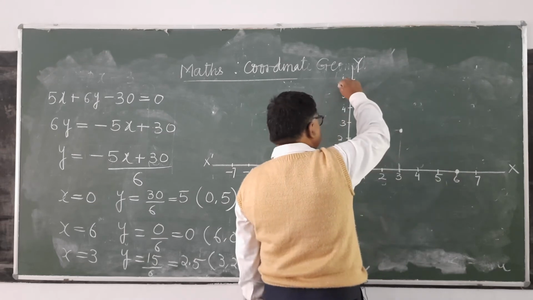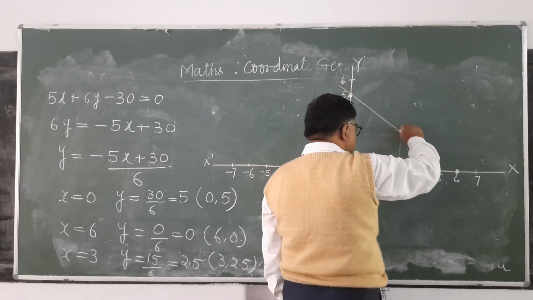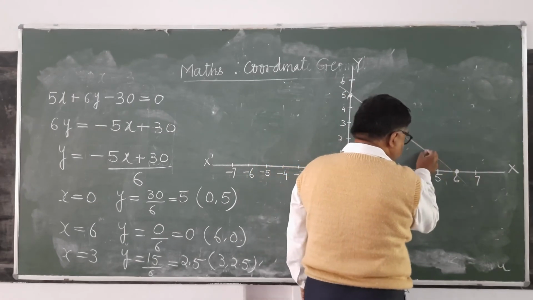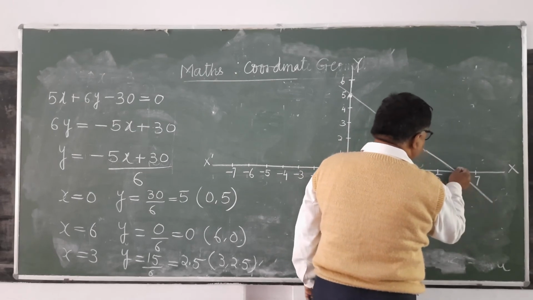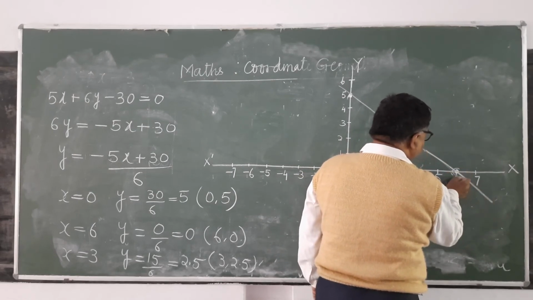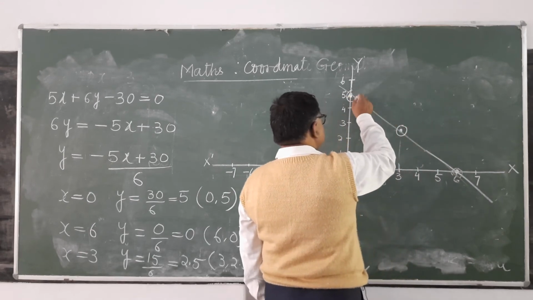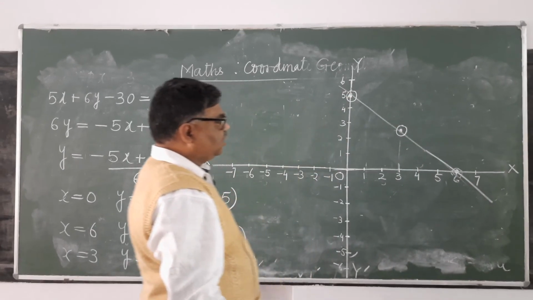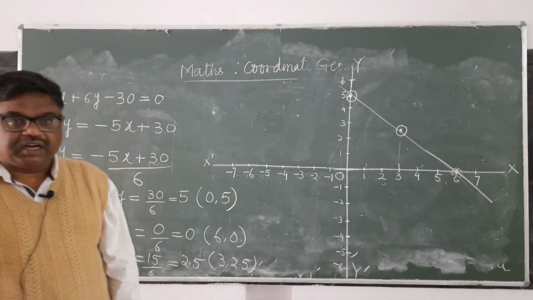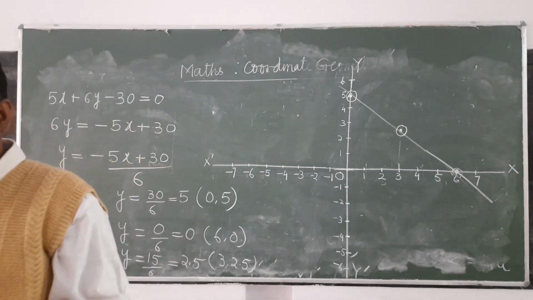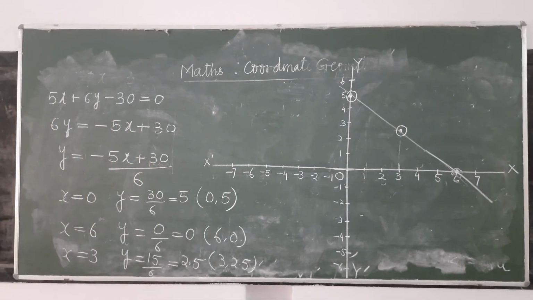So you join these points and encircle the points. The points which you have plotted must be encircled. It is clear? This thing is clear?